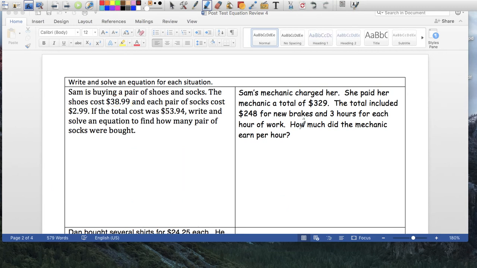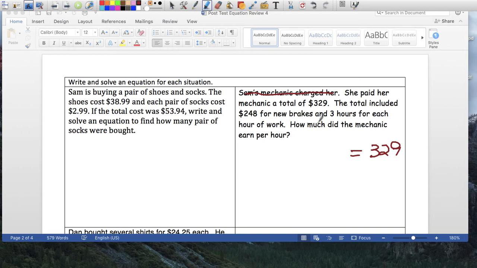Sam's mechanic charged her. She paid a mechanic a total of $329. So here's my total. What is that total? It's made up of what? $248 for new brakes and $3 for each hour of work.